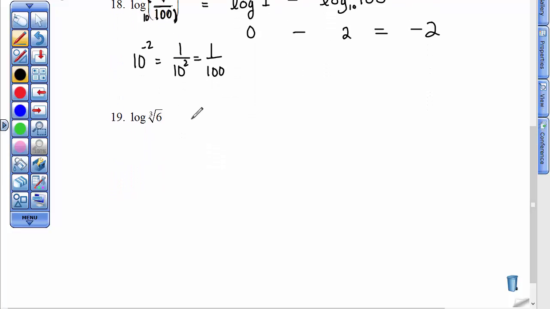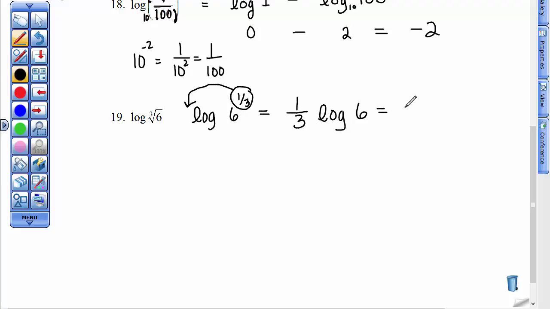This one is asking you to evaluate by thinking of the cube root of 6 as 6 to the 1/3 power. And then it's asking you to take this exponent and bring it down in front and think of it as 1/3 times the log of 6. And then just type that on your calculator. And when you do, you should get 0.259.